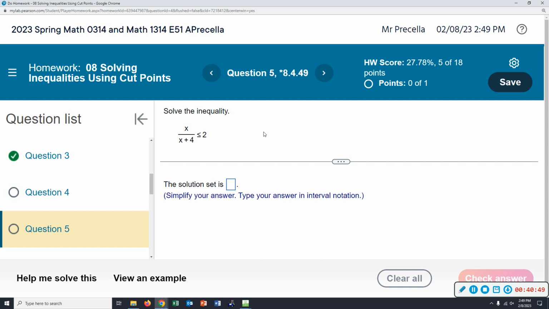Number 5. X divided by x plus 4 is less than or equal to 2.